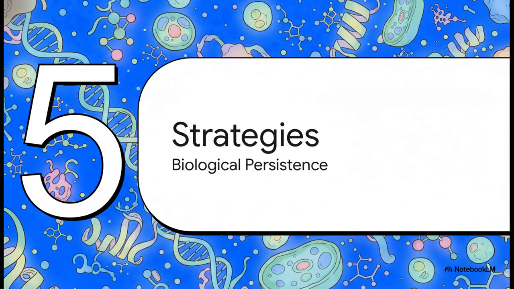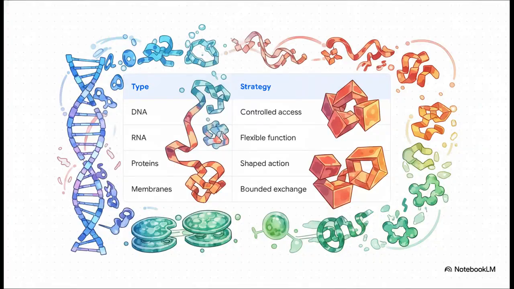Let's look at Section 5, Biological Strategies for Persistence. When you look across the board, different macromolecules execute uniquely specialized strategies for dynamic persistence. Take DNA, for example. It represents persistence with controlled access. It has to preserve the genetic code perfectly, but still remain flexible enough to be unzipped, read, copied, and packed away. RNA, on the other hand, is persistence with flexible function.